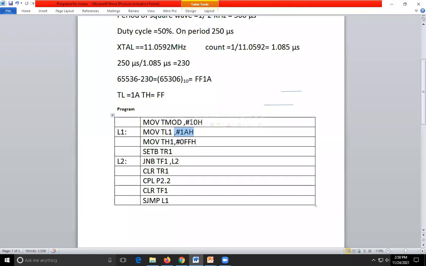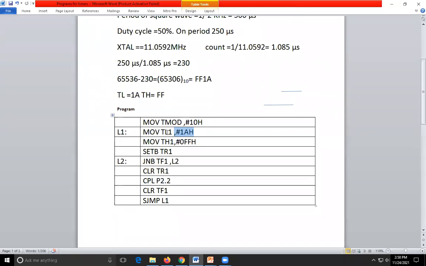If I want, you can use timer 0 also. Only the value of TMOD will be changed, to 0, 1. Sorry, for timer 0 it is 0, 1, and if you want to use timer 1, the value is 1, 0. Depending upon you, you can choose any timer. Here I am using timer 1.